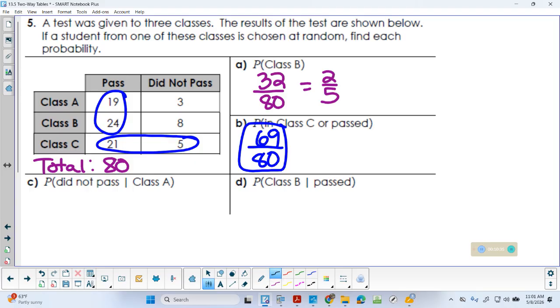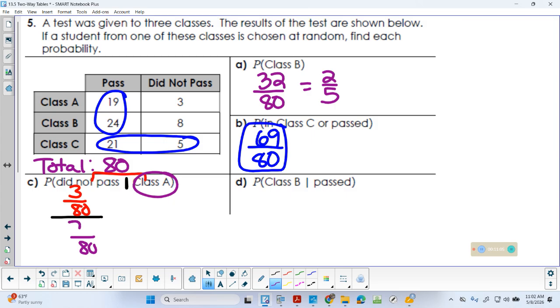Okay, now I'm like, oh, gotcha. Okay, here we go. Conditional probability, two fractions, get psyched. So we know we're over 80. Just like yesterday, did not pass and in class A. How many did not pass and are in class A? 3. That's easy. I like that one, right? Okay, bottom one. Now, just the probability of the second event. How many total are in class A?